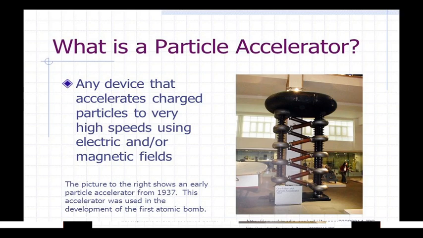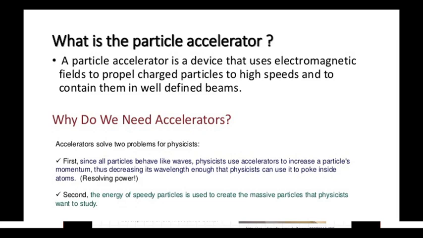The picture shows a particle accelerator in 1937, which was used in the development of the first atomic bomb. So we can define it again: a particle accelerator is a device that uses electromagnetic fields to propel charged particles to high speeds and to contain them in well-defined beams. Or we can simply say it accelerates particles to very high speeds using electric and magnetic fields.